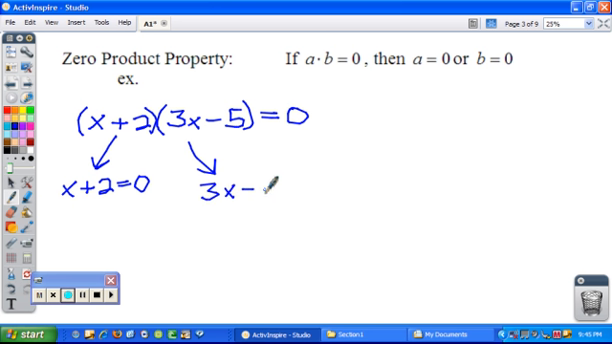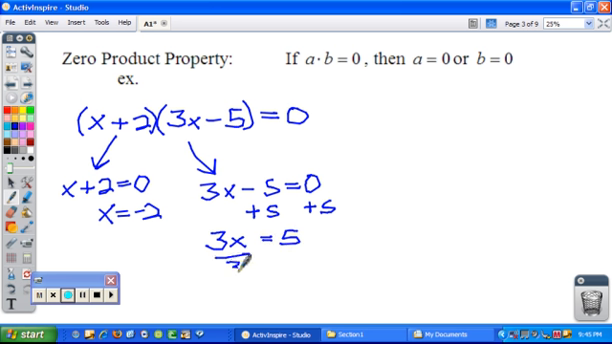So I have this. And then here I subtract 2 and I get x equal negative 2. Now here I'll actually work it out for you because there is a two-step equation involved and I don't want you to mess it up, so I'll help you. I add 5 to both sides. I get 3x equals 5. Divide by 3. I get x equals 5/3. Okay? So that's one example of the zero product property.